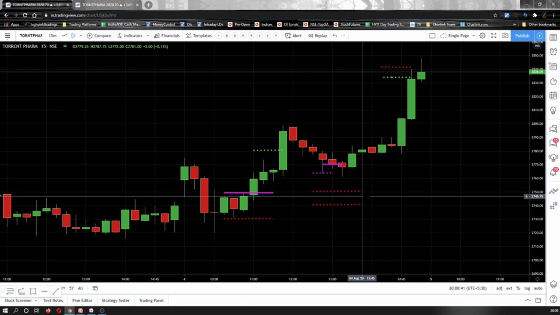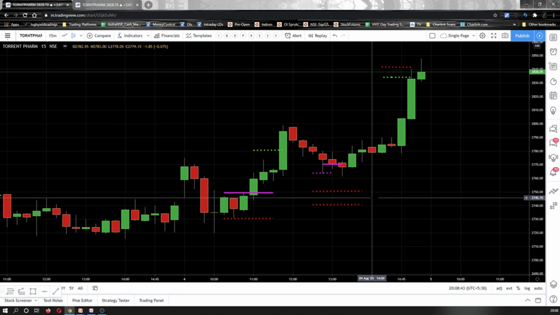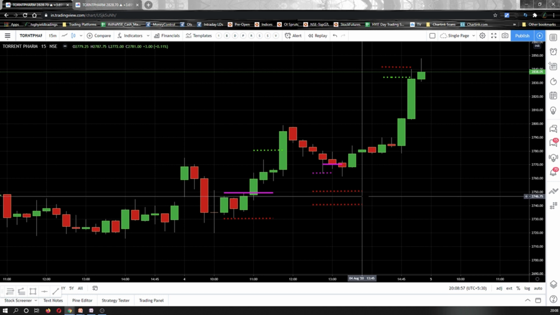I will not keep a stop loss at 2740. Because 2740 is 1% of the script price, but again I have my technicals which clearly show me that there is a support zone at around 2747 or 2746. So I don't need to keep my stop loss at 2740, right? So I kept my stop loss at around 2746 or 47, somewhere here.